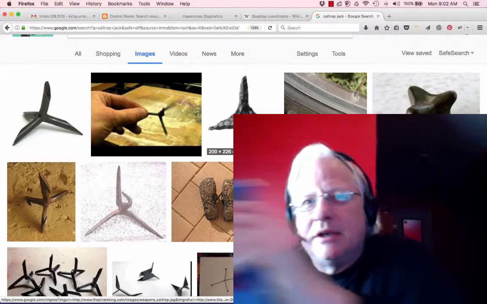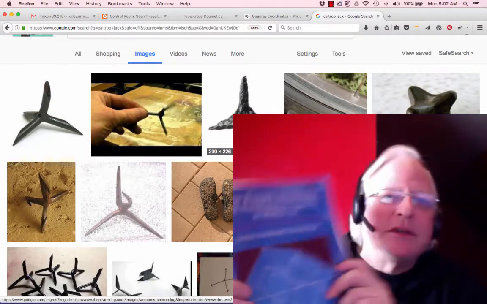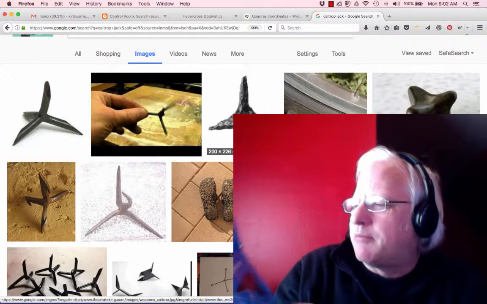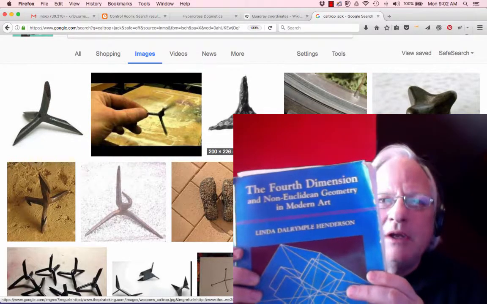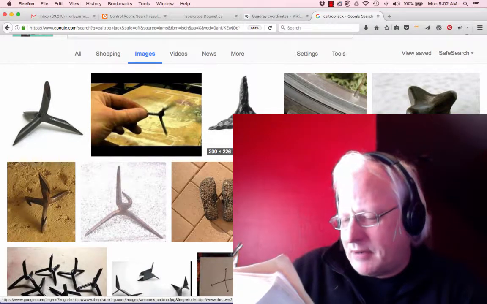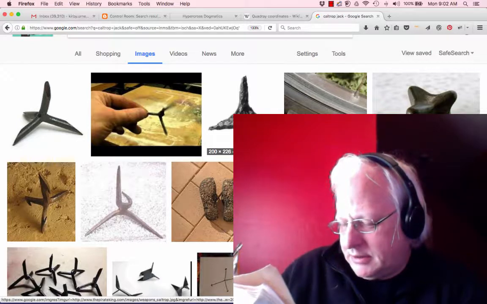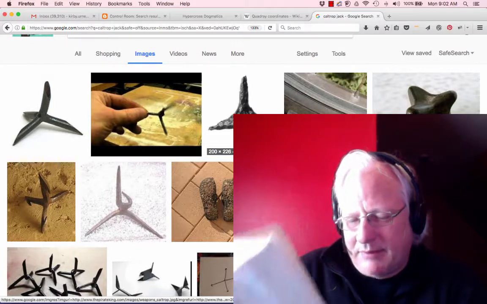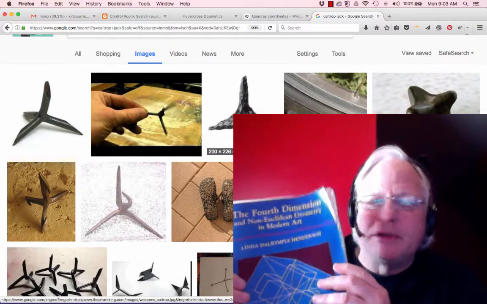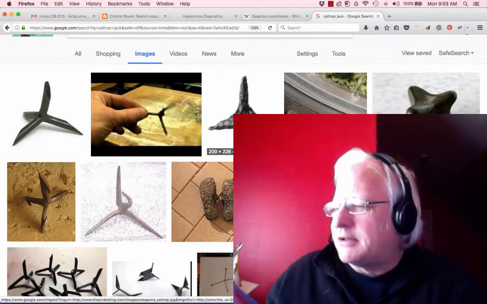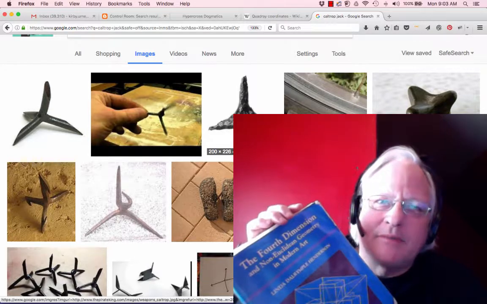Now this is not the most recent edition of The Fourth Dimension and Non-Euclidean Geometry in Modern Art by Linda Dalrymple Henderson. She's a professor of art history at the University of Texas in Austin, yes. Assistant professor, maybe full professor by now. This was Princeton University Press. What this book is about is the history of the concepts of the fourth dimension.